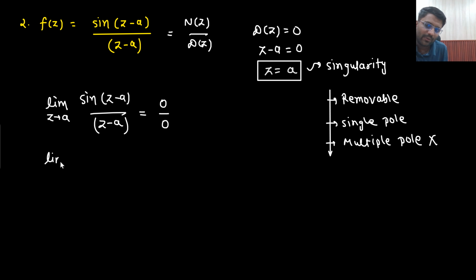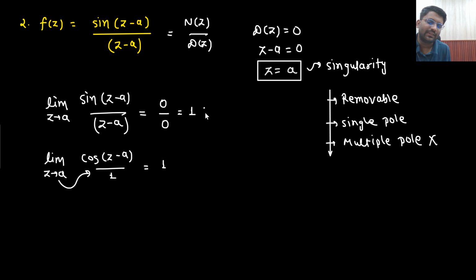If I apply the L'Hopital rule, then the upper side will become cos(z minus a), and the downward side will become 1 only. Then you can put z equals a here. What answer are you getting? 1. That means the limit is equal to 1. The limit is finite. So if the limit exists, it is not a single pole, it is a removable singularity.